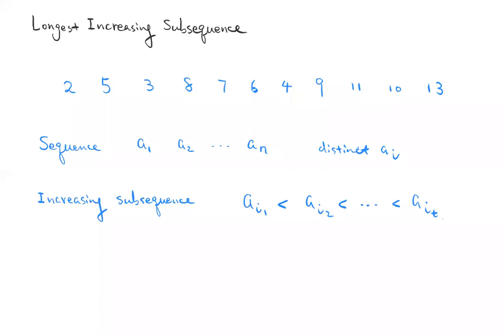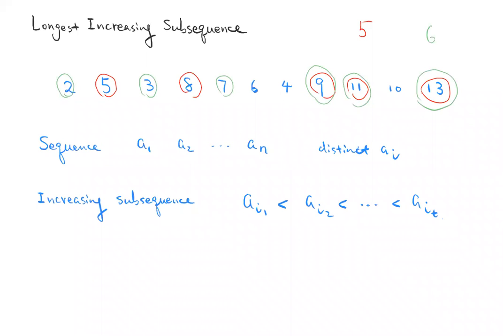For example, for this particular input, we have quite a few increasing sequences. For example, this one is an increasing sequence of length 5. There are different ones, maybe 2, 3. I don't want those, I want the longest. This one gives a sequence of length 6. So what we need to find is the longest increasing subsequence. That's the problem we need to solve.